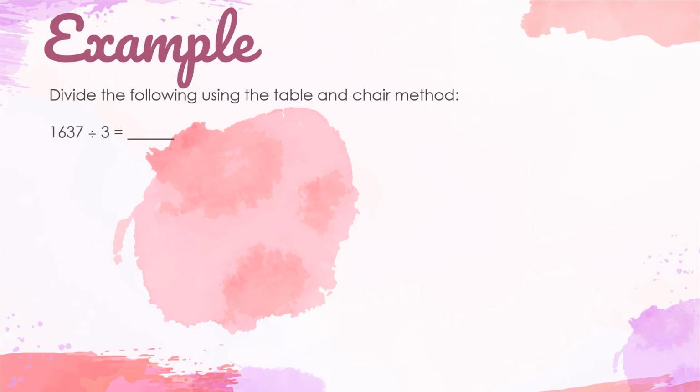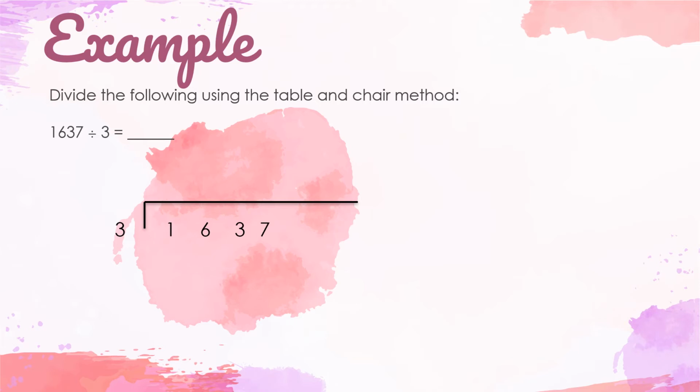Let's practice an example of the table and chair method. So we're going to divide the following numbers using the table and chair method. We've got 1,637 divided by 3. We're going to set up our table, and we're going to have the big number underneath, which is 1,637, and we're going to have our small number sitting on the invisible chair. So 3 is going to go on the chair, and 1,637 is going to go underneath.